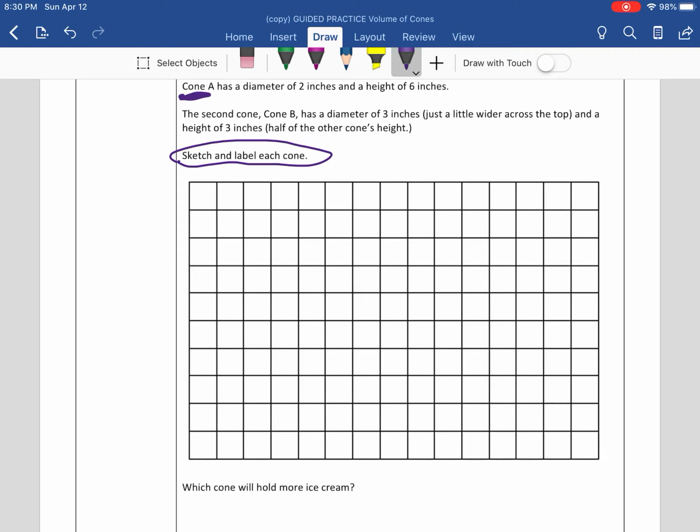All right, so cone A has a diameter of 2 inches. So let's suppose that each square is a square inch on this. The diameter is 2 inches. So if we go here, here's 1 inch. Here's 2 inches for the diameter. How tall is it? The height is 6 inches. So we go up 6: 1, 2, 3, 4, 5, 6. It's a tall, skinny cone.